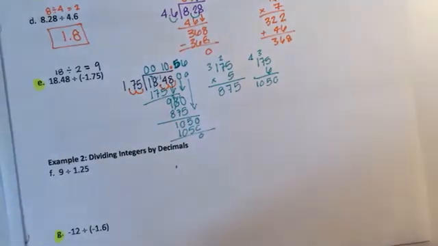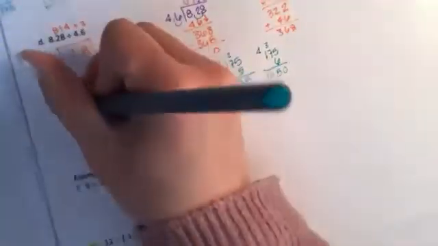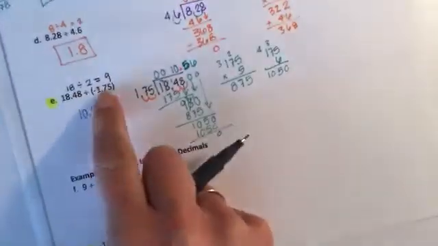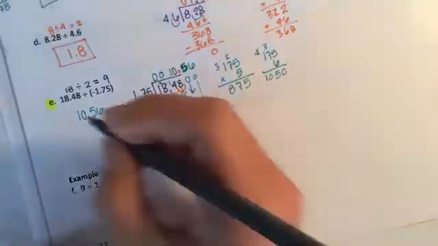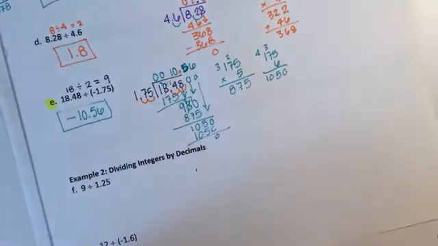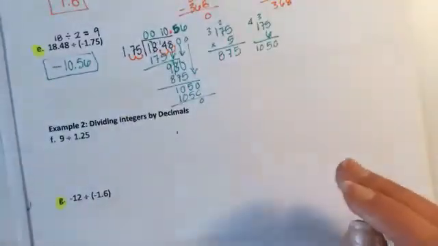When you subtract, you get a 0. So our answer is 10.56, but you had a positive divided by a negative. So we get a negative. Make sure to check that at your final answer. Any questions on that part?